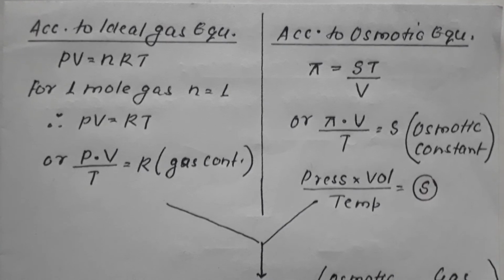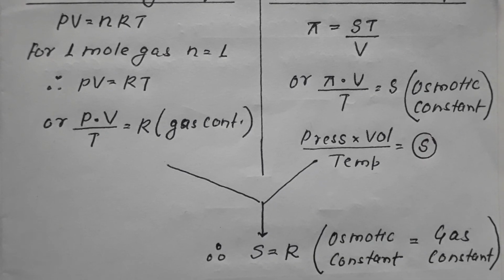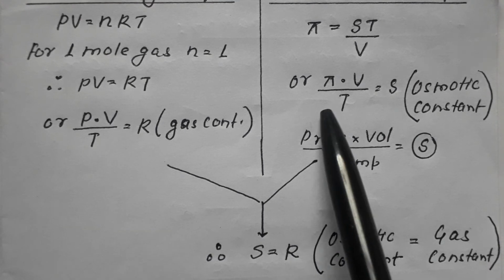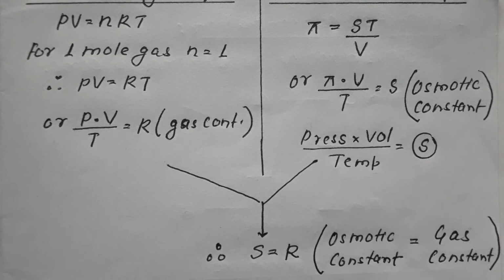Therefore we can say that S is equal to R. What is R? It is the gas constant. What is S? It is the osmotic constant. So P into V upon T is equal to R, and Pi into V upon T is equal to S. Therefore S is equal to R.